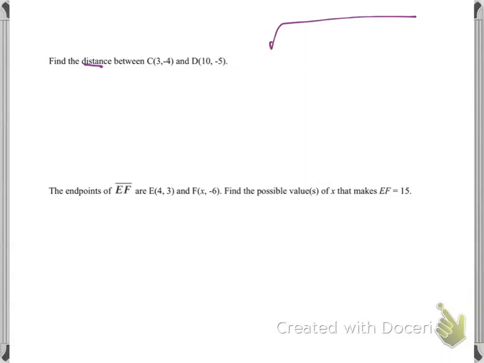All right, so D equals the square root of (x1 minus x2) squared plus, in parentheses, (y1 minus y2) squared. All right, now all we have to do is plug this in.